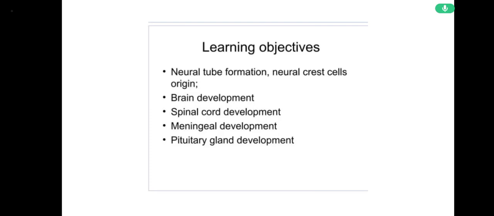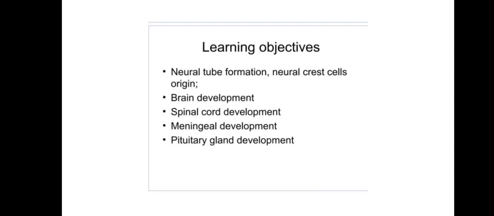Now, I would like to welcome all of you to this series of lectures whereby we are dealing with the development or embryology of the CNS, or the central nervous system. Now, the first objective: we have neurotube formation and neural crest cells origin. Number 2 is the brain development. Number 3, spinal cord development. Number 4, meningeal development, or development of the meninges. The pituitary gland development is our last objective.